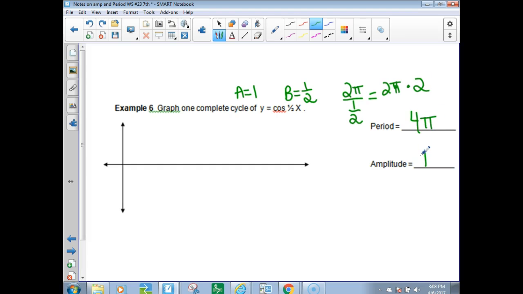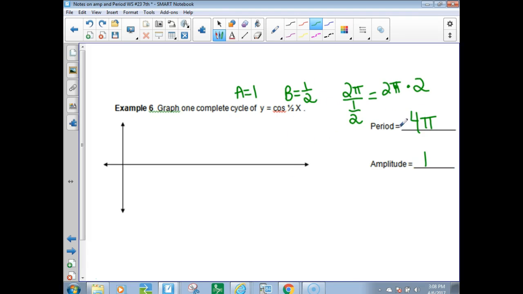4 pi. So what happens is if b is a fraction, you have fewer cycles. You only have half of a wave up to 2 pi. It made the wave take longer to complete. So it stretched the wave horizontally, right?